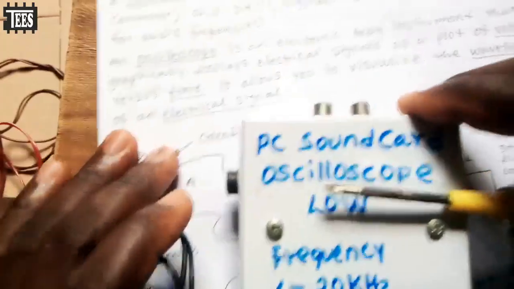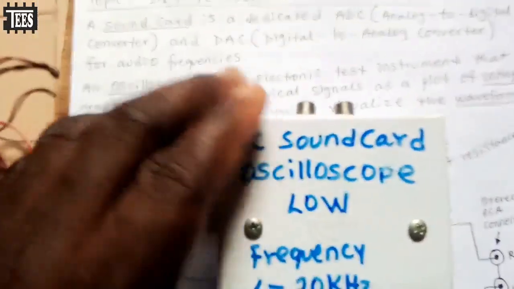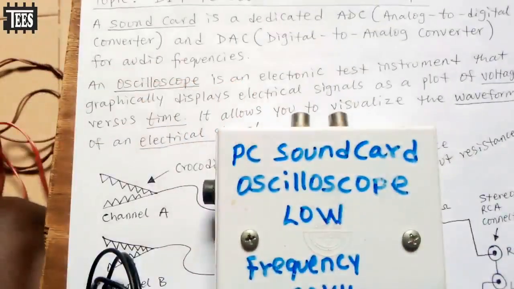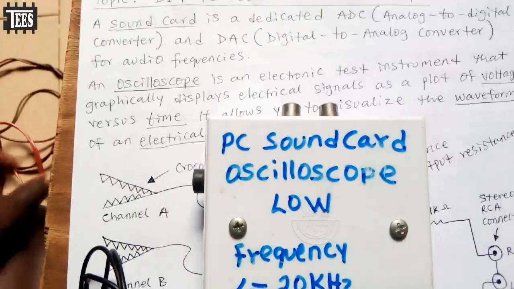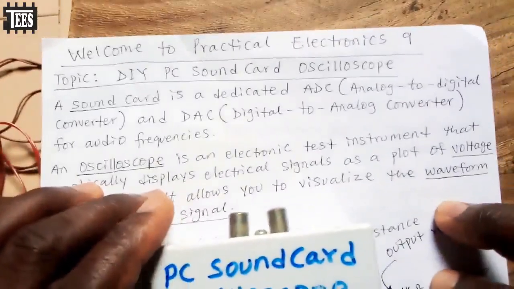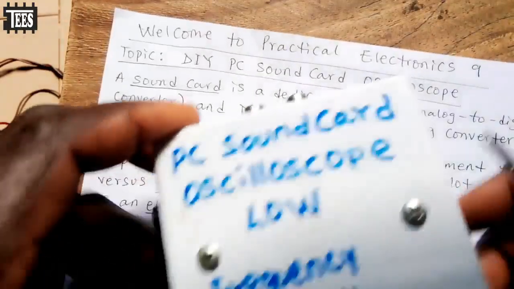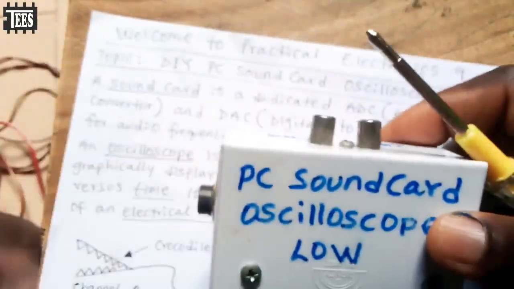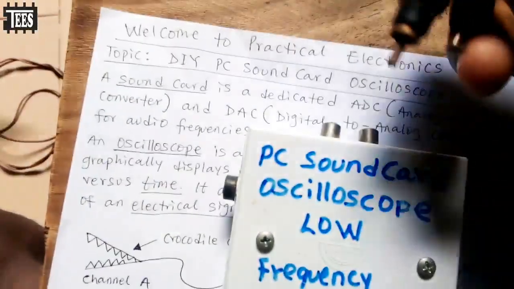Now, the oscilloscope is a very useful piece of instrument. The standard digital oscilloscopes, the modern ones we have in our electronics labs and physics labs, are very expensive. So here we have a DIY, that's do-it-yourself, PC Sound Card Oscilloscope. These are the outputs that will go to your computer through these audio jack connectors.